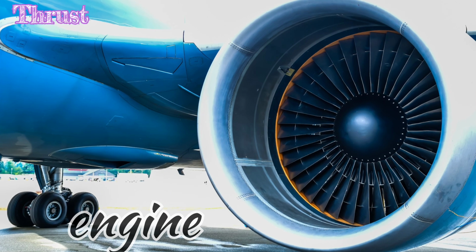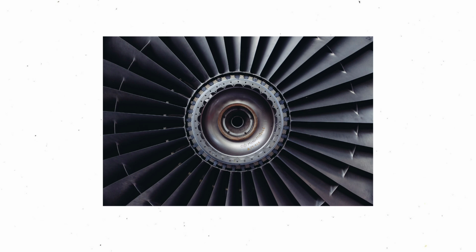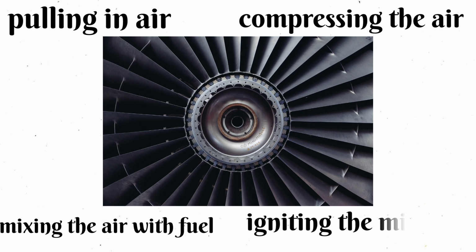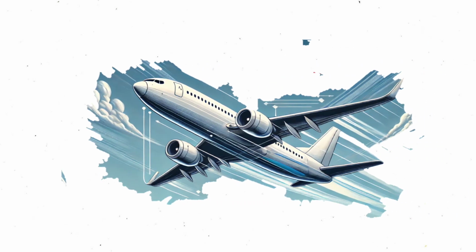Modern airplanes typically use jet engines, which work by pulling in air, compressing it, mixing it with fuel, and igniting the mixture. The resulting explosion pushes air out of the back of the engine at high speed, creating thrust. This forward motion is what allows the wings to generate lift.